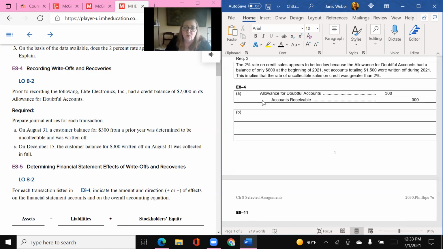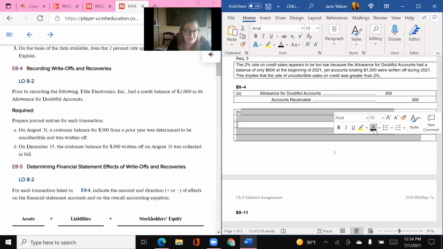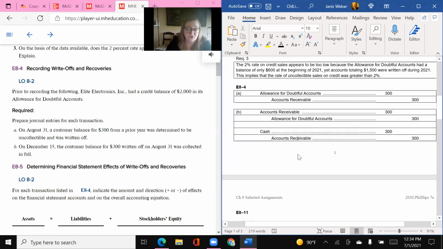Okay. And then on December 15th, the customer balance of $300 written off on the 31st was collected in full. So if I've already written it off, can I just record the collection? Debit cash, credit accounts receivable? No, because there's no accounts receivable to offset. I have to reverse my write-off and reestablish that accounts receivable. And then I can show a normal collection of debit cash, credit accounts receivable. So first I had to do the reversal to reinstate that accounts receivable.